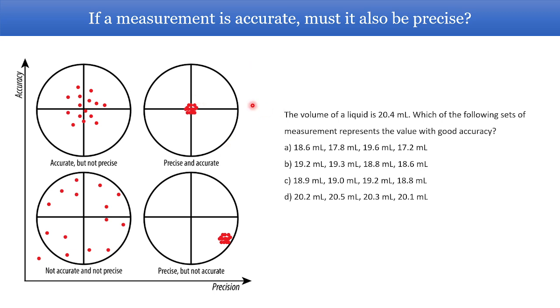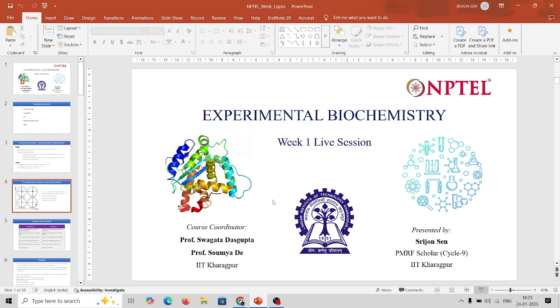Okay, if you look at this particular example, which says the volume of a liquid is 20.4 ml, which of these measurements represents a value with good accuracy? I guess you all can answer this. So give me an answer, please. All of you, what would be the best answer for this particular question? The volume is 20.4 ml. There are four options given, and which of the following options represents a value with good accuracy?